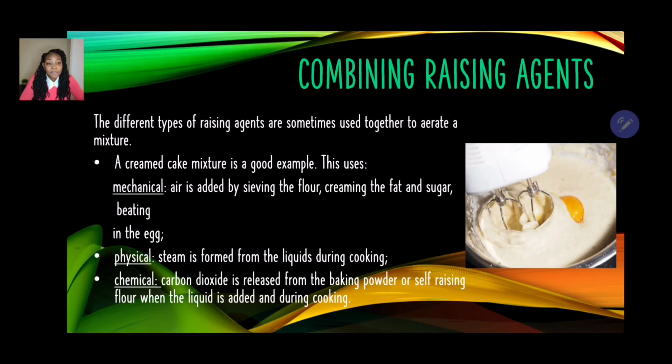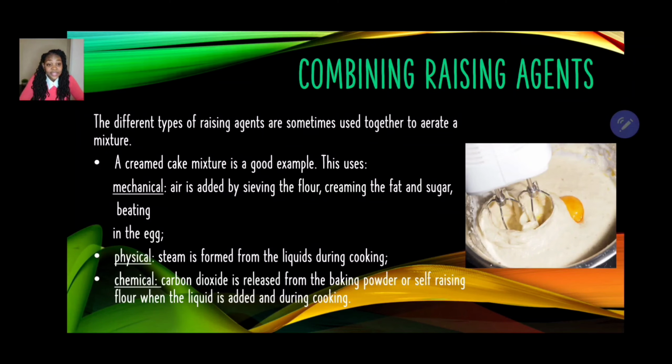Now let us look at combining raising agents. The different types of raising agents are sometimes used together to aerate a mixture. A creamed cake mixture is a good example. Now let us look at what a creamed cake mixture uses. It uses mechanical raising agents. How? Air is added by sieving the flour, creaming the fat and sugar, and also beating the egg.